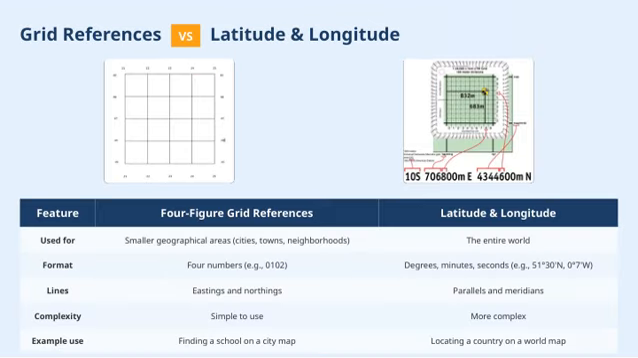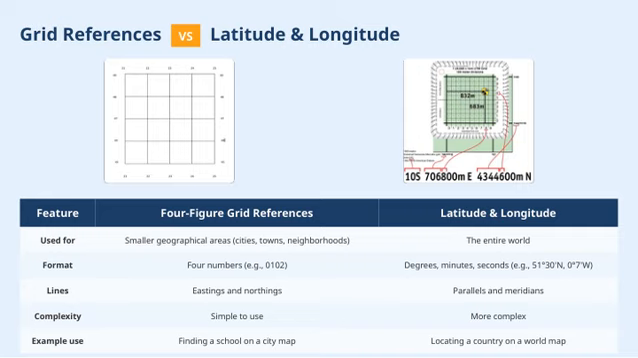Now, let's take a closer look at grid references and how they compare to latitude and longitude. When we talk about feature locations, 4-figure grid references are used for smaller areas like cities, towns, or neighborhoods. They give us a quick way to pinpoint a location on a detailed map. On the other hand, latitude and longitude are used for the entire world. They help us locate places on a global scale, such as countries or continents.